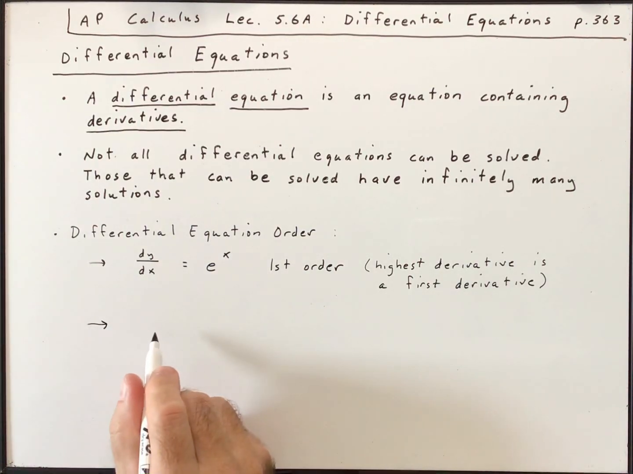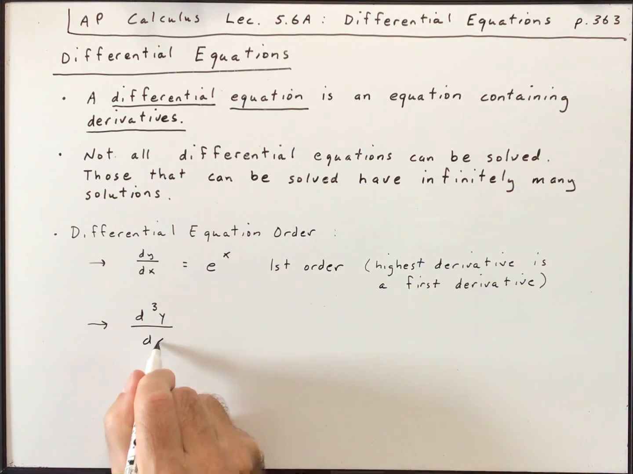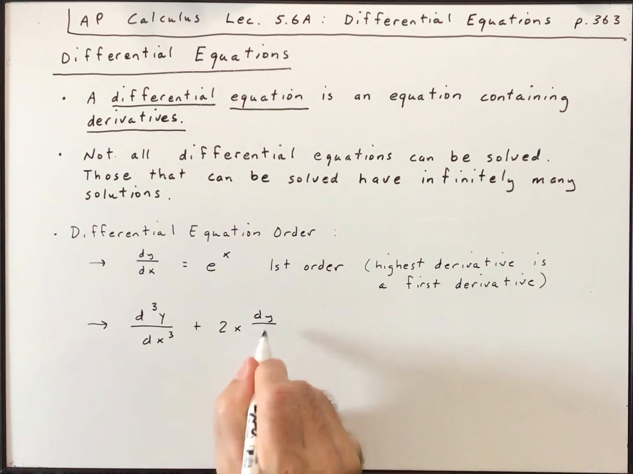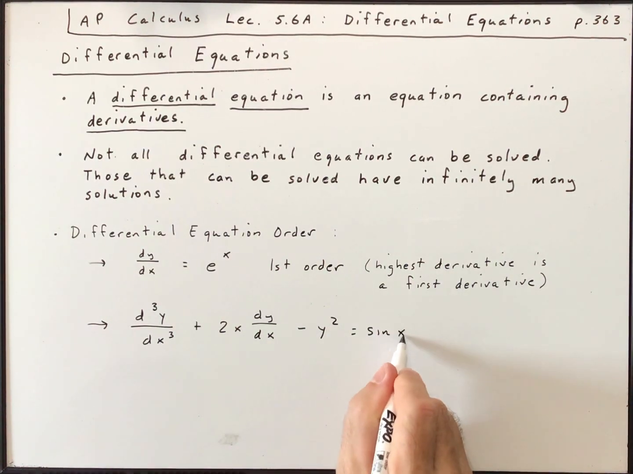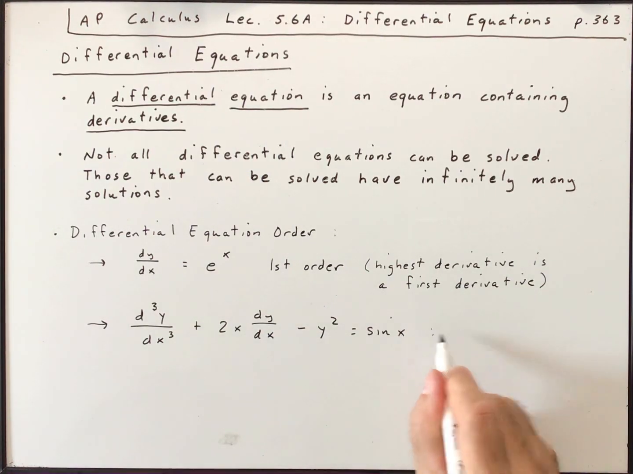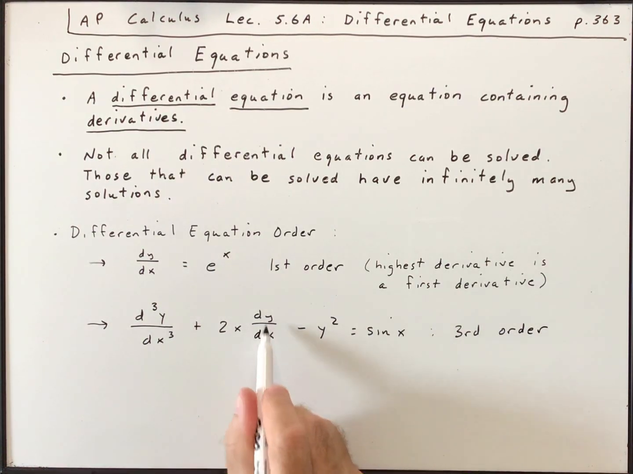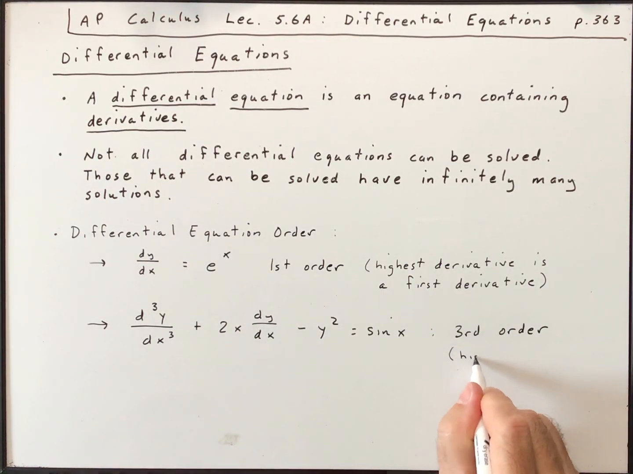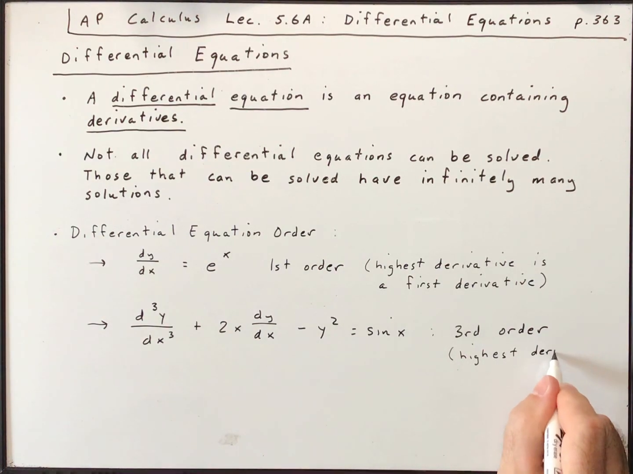So let's give another example. Let's say we had d to the third y over dx cubed plus 2x dy dx minus y squared is equal to sine x. So what order would that be? Okay, that would be third order. The order goes with the highest derivative. So we have a first derivative here, but we have a third derivative here. So we assign the name based on the highest derivative in the equation.